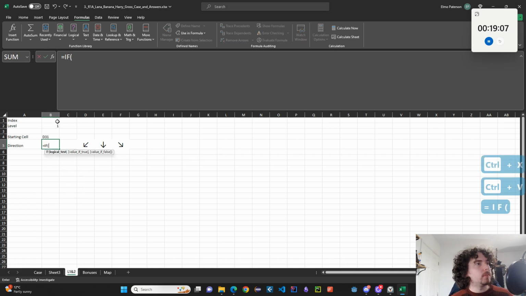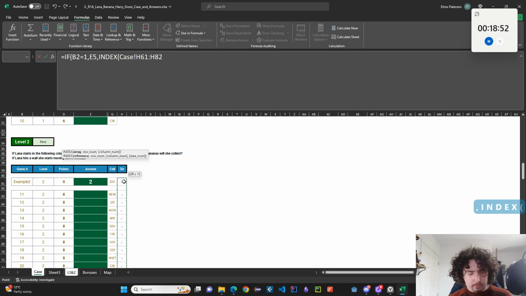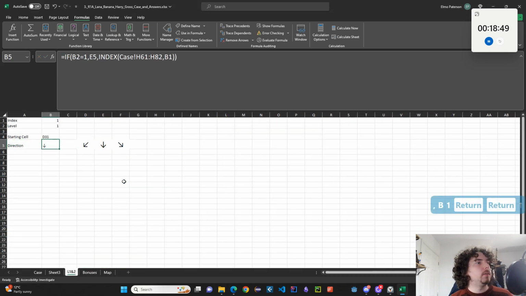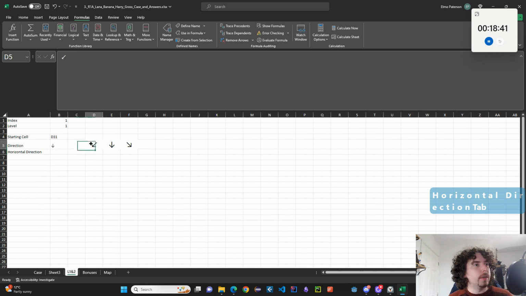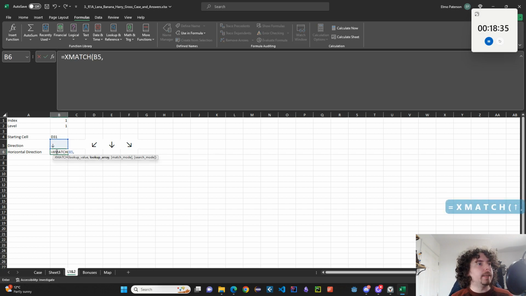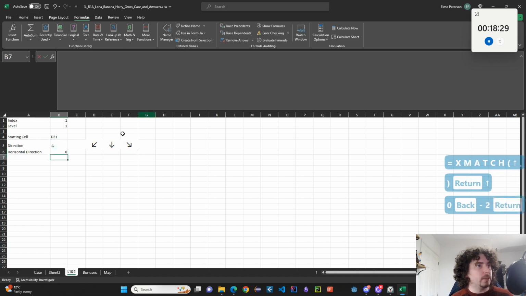If it's level 1, then it's down. Then it's down. Otherwise it's the index of these. Horizontal direction. So let's have a look. So it's -1, 0 and 1. So we can just do an X match of this within this, which will give us 1, 2 or 3. So we can just take 2 away from it, and that should give us -1, 0 and 1. So that's how many horizontally we're moving.